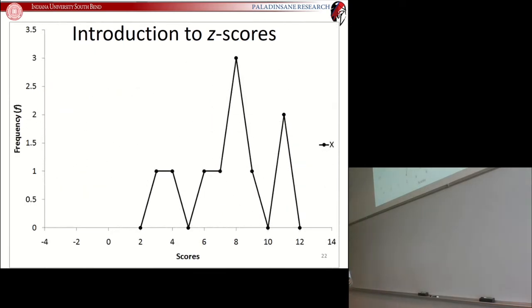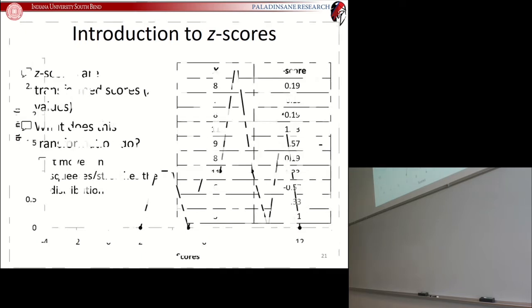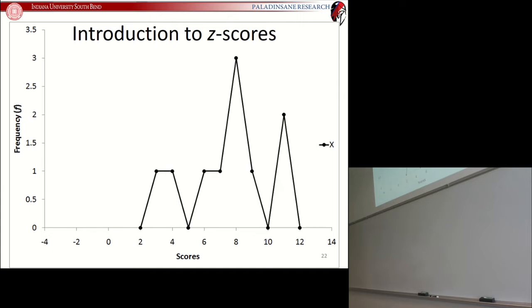So let's take a look at this. If we had this distribution here, that distribution is the scores from this table right here. So if we had that frequency distribution, it has a certain mean. There's the mean right there. And it has a certain standard deviation.